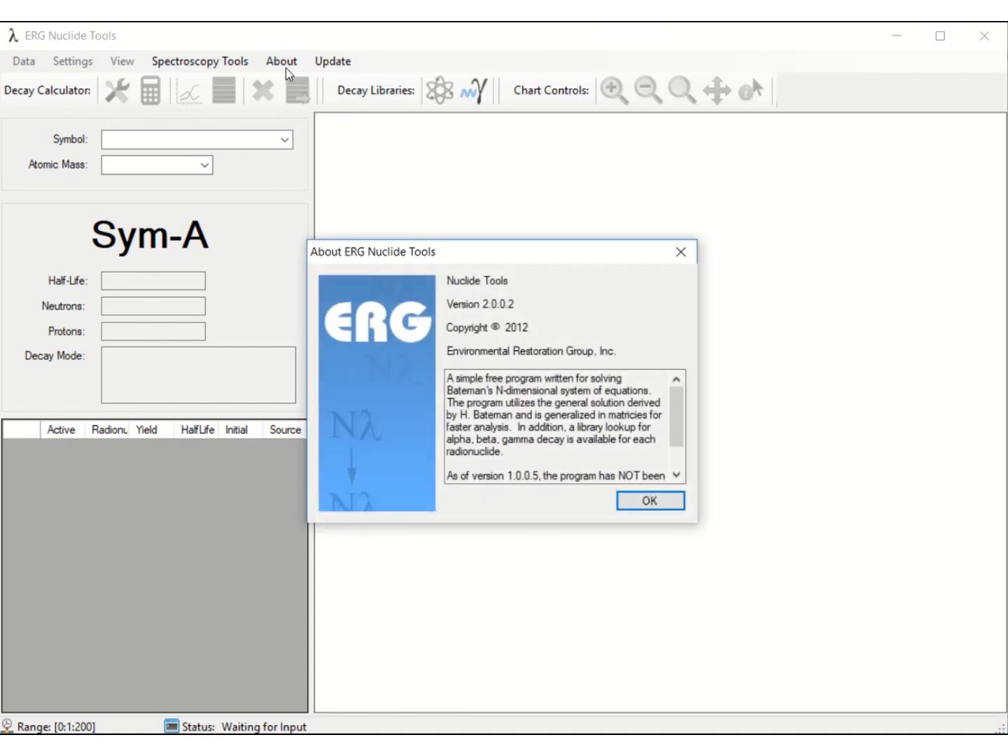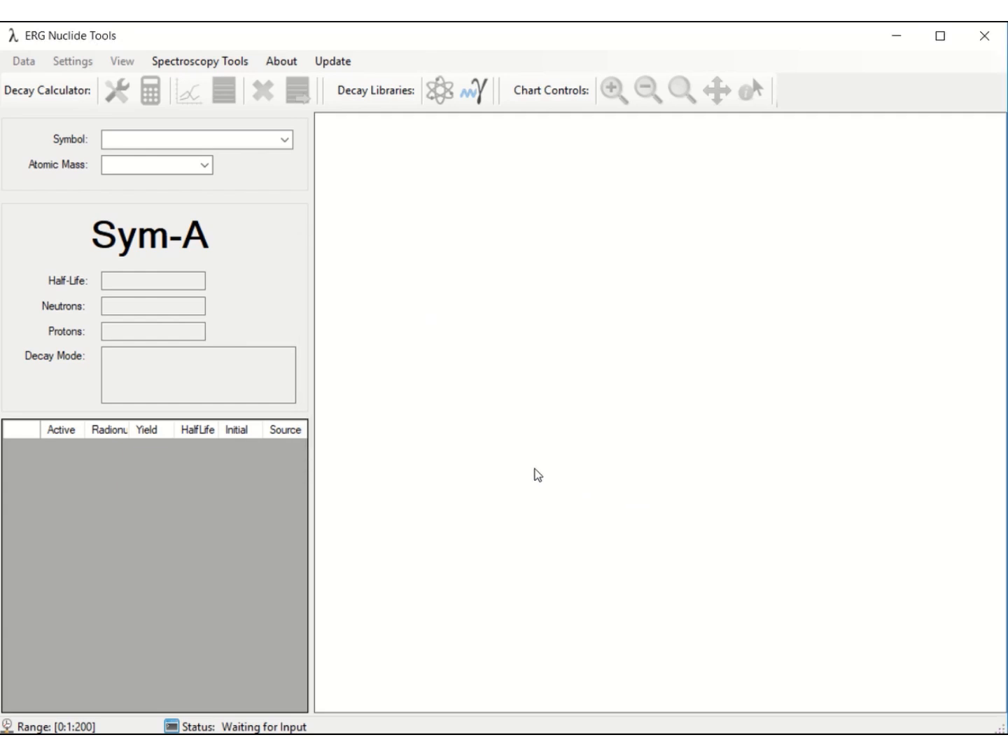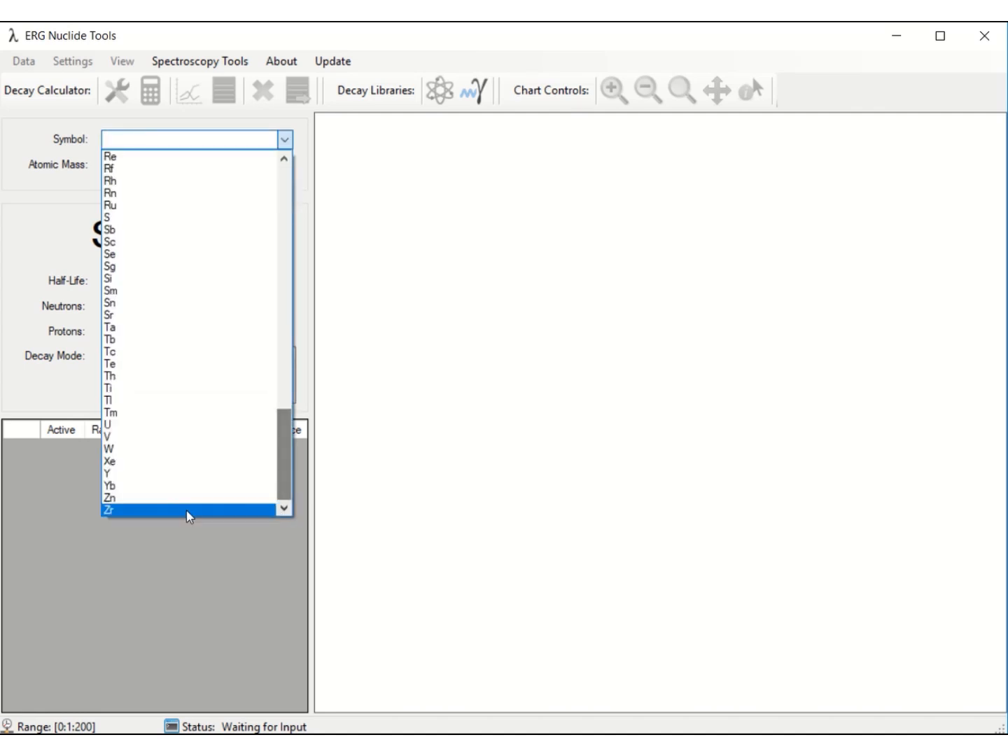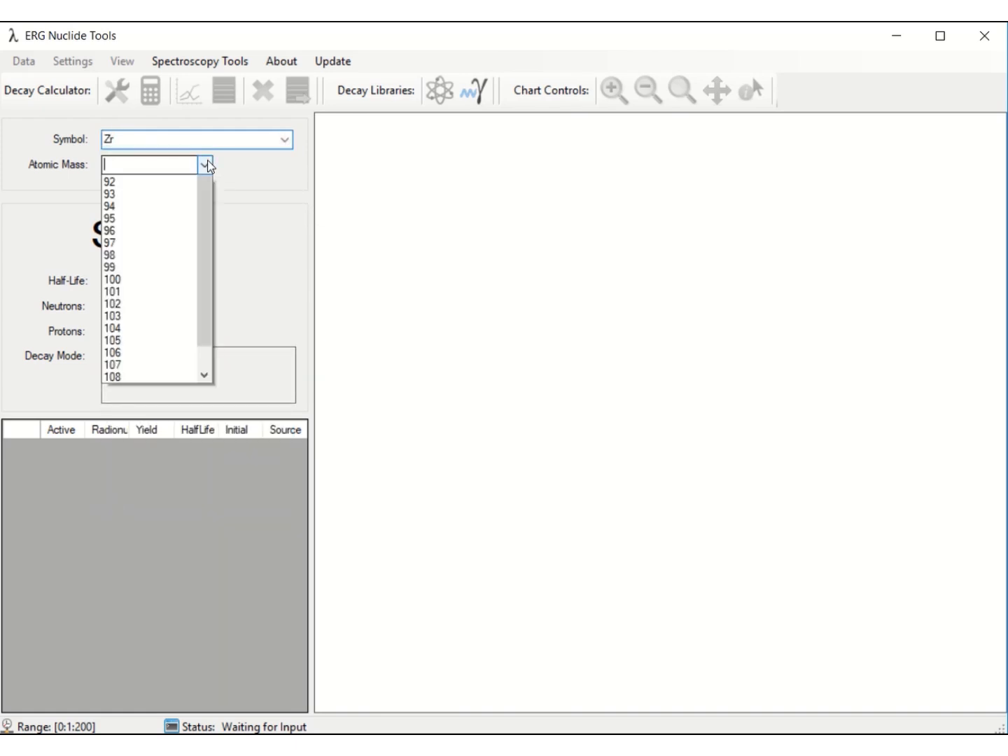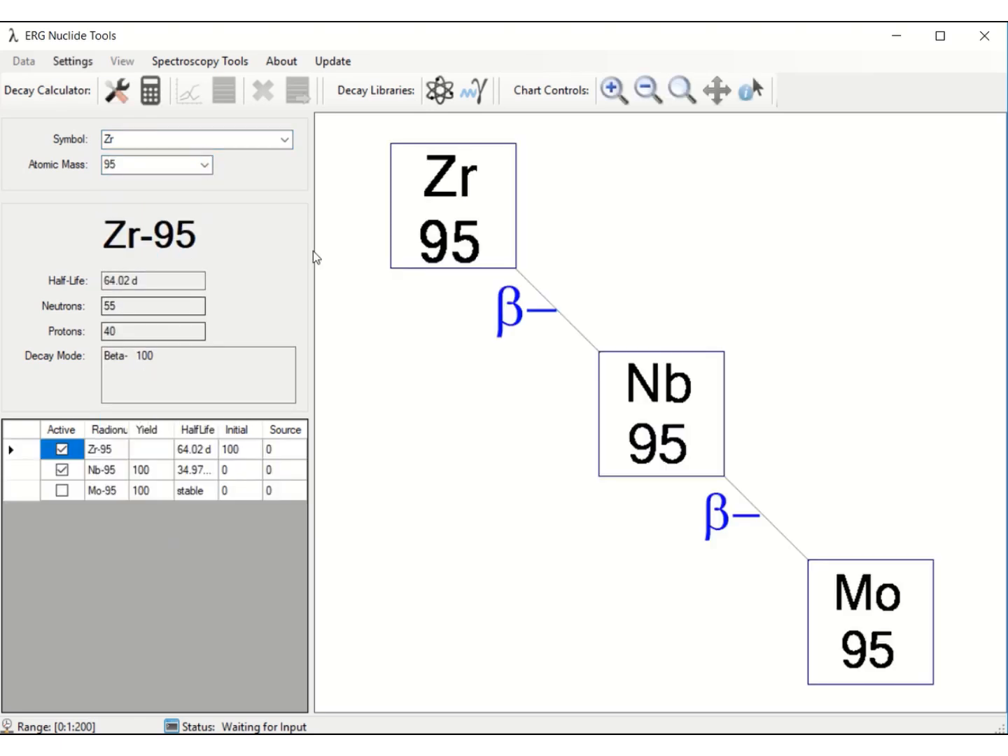We'll use the other ERG program, version 2.002, which is copyright from 2012, to provide an example of just the decay of atoms as opposed to activity. So let's pick an isotope to start with. Let's select zirconium-95. So we select the element, then we select the isotope, zirconium-95, niobium-95, molybdenum-95, beta, 2 betas, and a stable molybdenum-95.